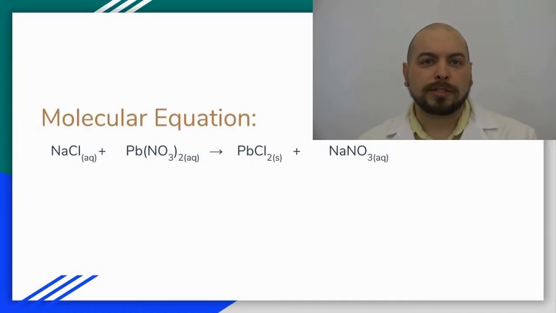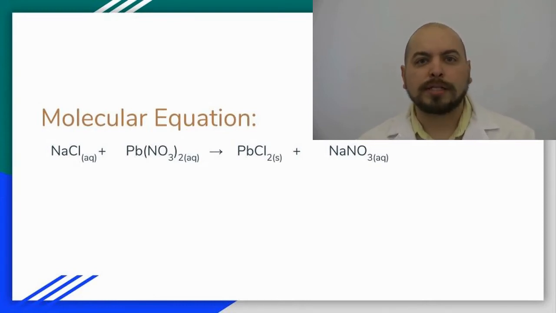Alright, so let's start with our first practice problem. In this practice problem we're going to take sodium chloride and combine it with lead(II) nitrate. Remember, the Roman numeral 2 tells us that the oxidation state or charge of this lead ion is +2. Those two are going to react to yield lead(II) chloride and sodium nitrate. Now this is our molecular formula.